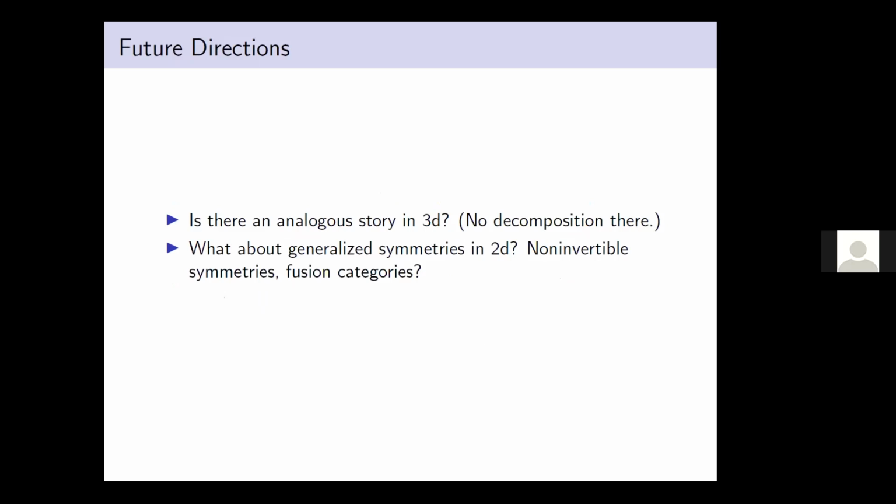So to wrap up, we're working on extending this story to 3D possibly. 3D gauge theories are known not to exhibit decomposition, so there won't quite be the same story. But the question is, how does anomaly resolution work in 3D? And that's something we're thinking about. And also in 2D, can we generalize this to maybe non-invertible symmetries as well? There's a whole story of using fusion categories to replace groups, and how does our work fit into that story? That's another thing we're thinking about. So thank you.